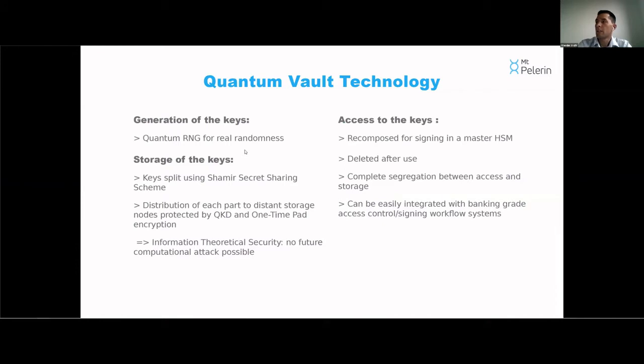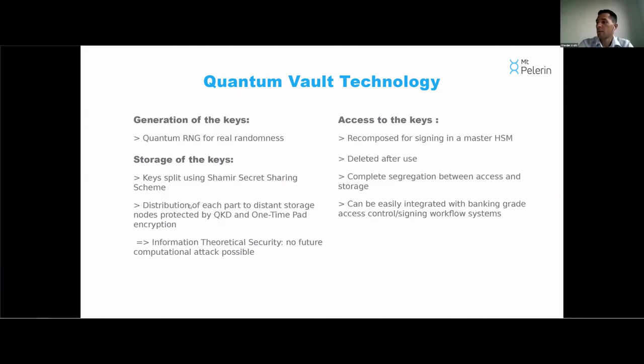Quantum Vault technology. So, generation of the keys: quantum RNG for real randomness. That's one of the things we wanted. IDQ is providing the QRNG chipset, so basically it was very easy to integrate. The keys are split using Shamir secret sharing scheme. It's a well-known algorithm to split the keys.